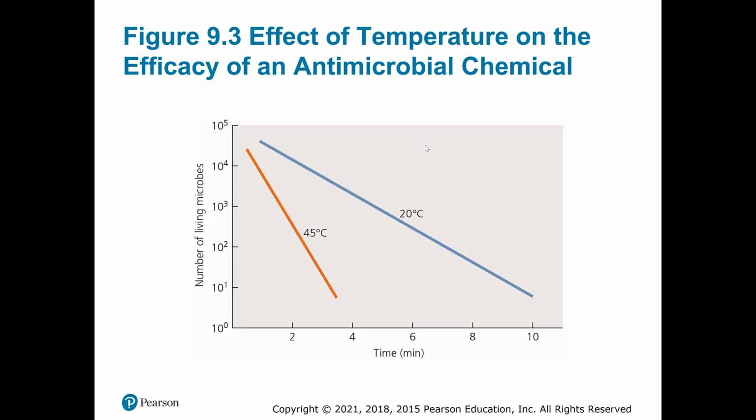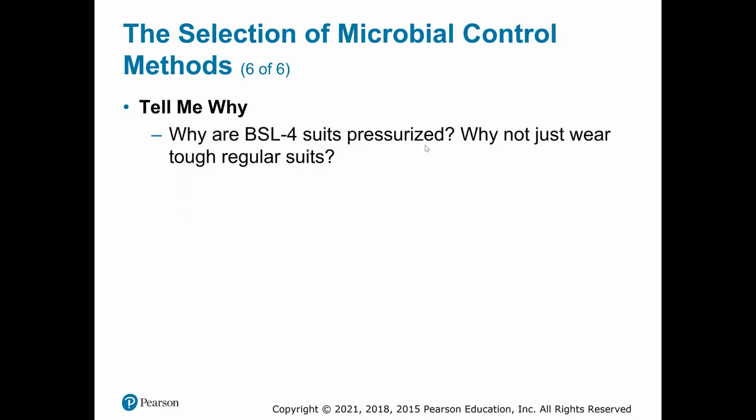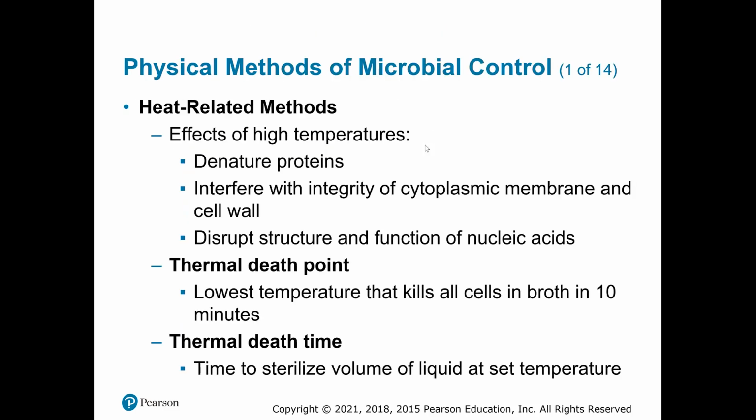Okay, let's move on to these methods. So we're going to talk about a few different groups of methods of controlling microbial growth in the environment. The first of these groups are physical methods, and the first of this group are heat-related methods. So high temperatures are going to denature proteins, affect enzymes, proteins in the cell wall of bacteria, in the membrane. It's going to disrupt a lot of things and affect growth and metabolism.